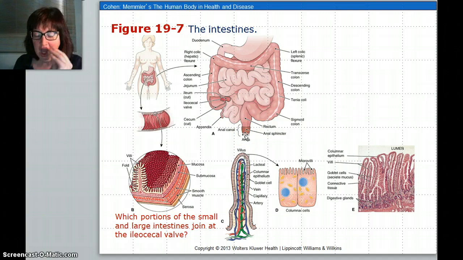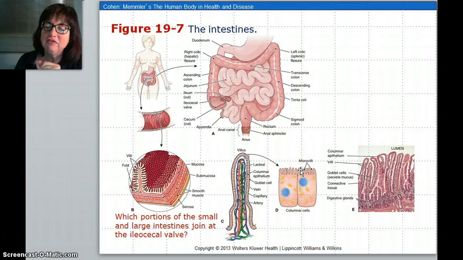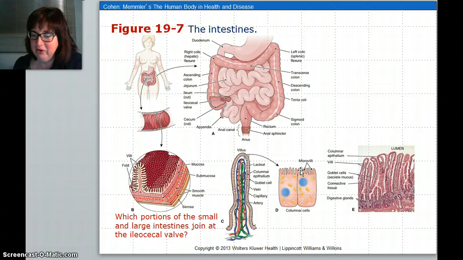Okay? Now, when we look at the small intestine, one of its features is these amazing villi. The inside lining folds and folds and folds, and then the cells themselves, these columnar cells, have microvilli to add yet more folds. All this folding helps increase the surface area, therefore increasing the absorption area, allowing for greater absorption, basically. Okay?